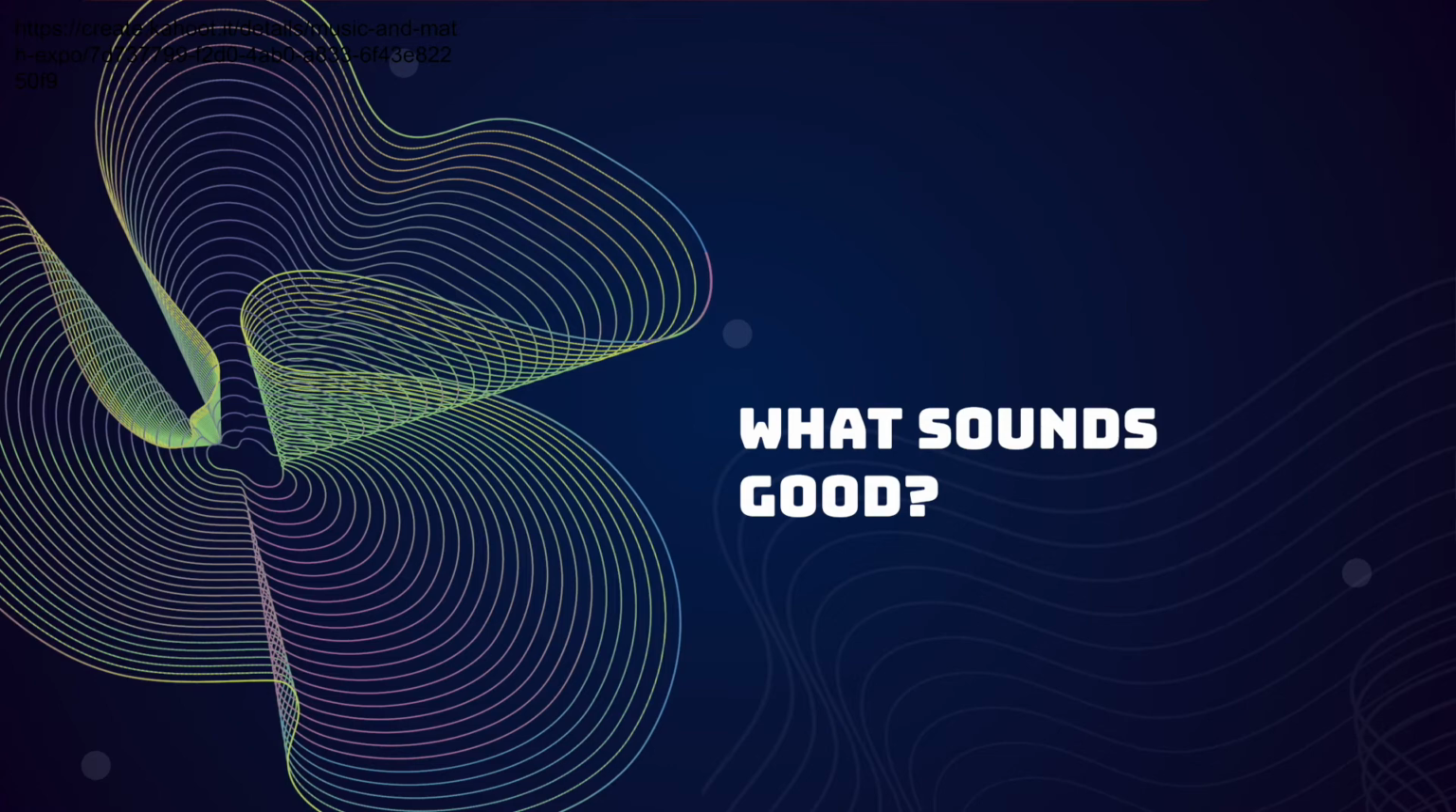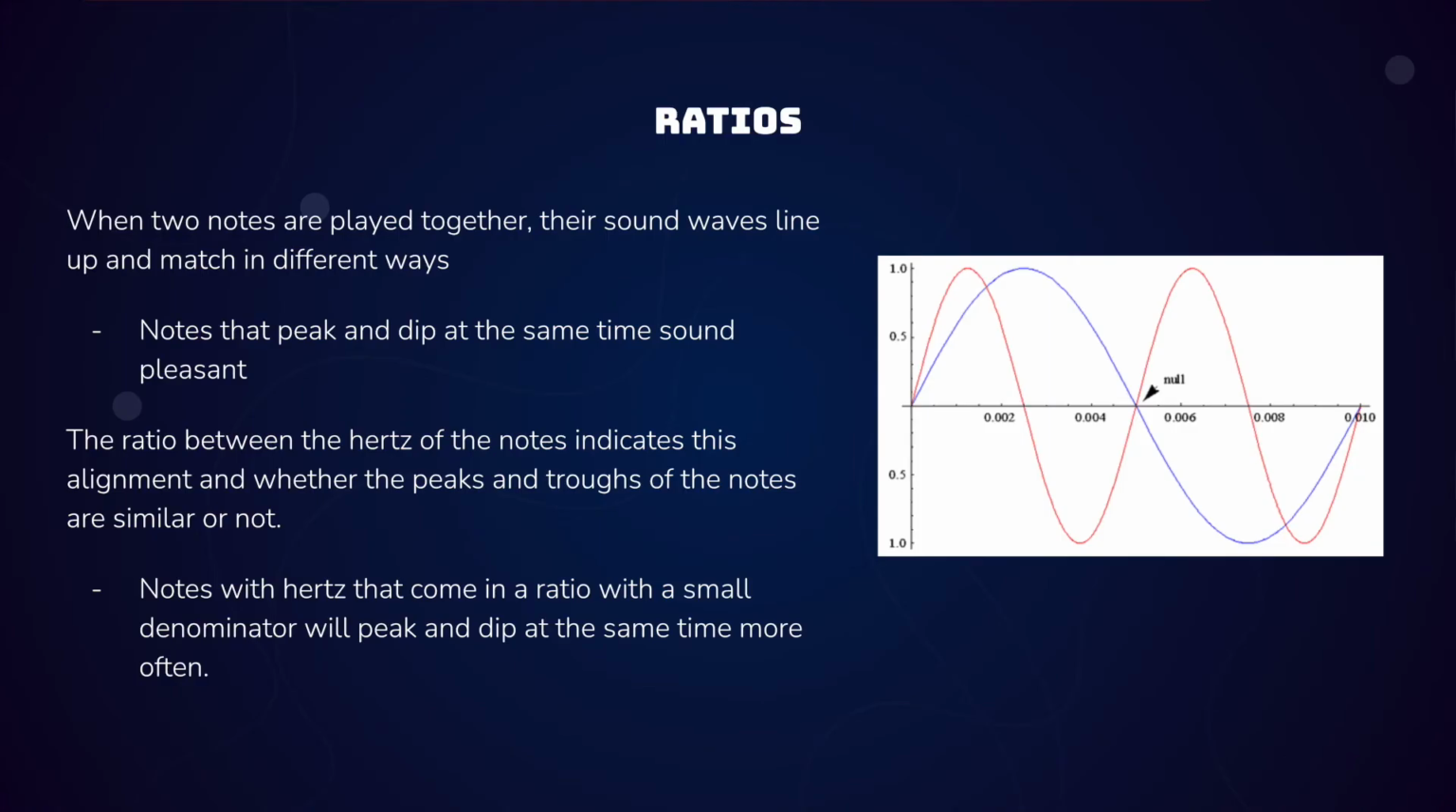So now we're going to talk about how these concepts influence what kinds of notes sound good together and what kinds of notes sound bad together. When 2 musical notes are played together, they create sound waves, and these sound waves can line up and match in different ways. Sometimes 2 notes will have the peak and the dip of their sound wave at the same time, and this creates notes that sound pleasant together. But other sound waves can peak and dip at differing or completely opposite times, and this creates notes that sound worse or dissonant together.